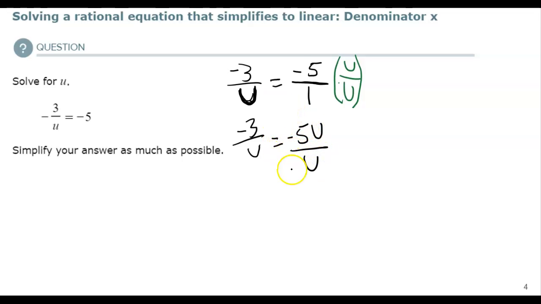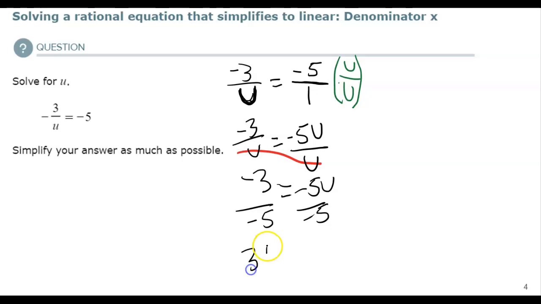I want you guys to see if from here you can cross off the denominator and solve the numerator. So pause and go ahead and cross off the denominator and solve the numerator. Okay, we should have crossed off the denominator. Going to divide both sides by negative 5. 3/5 equals u. So that's what we should have gotten for this one.